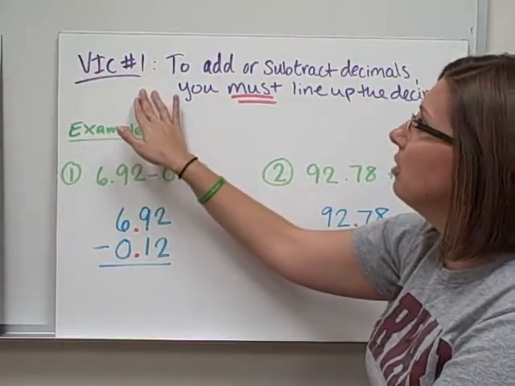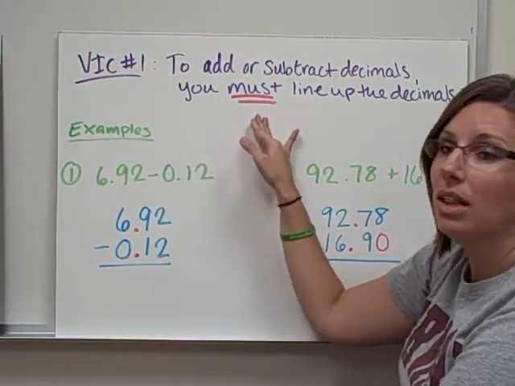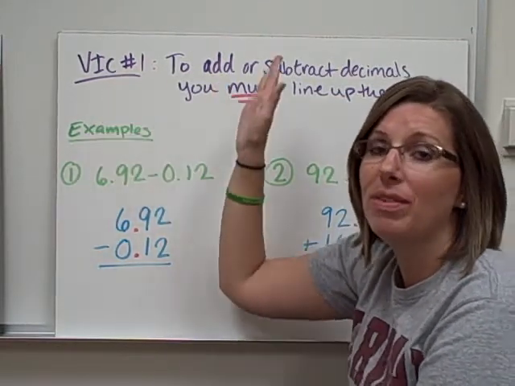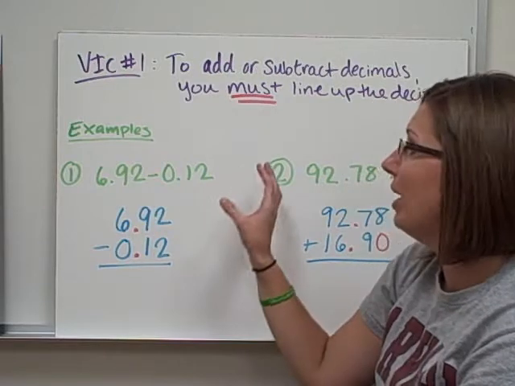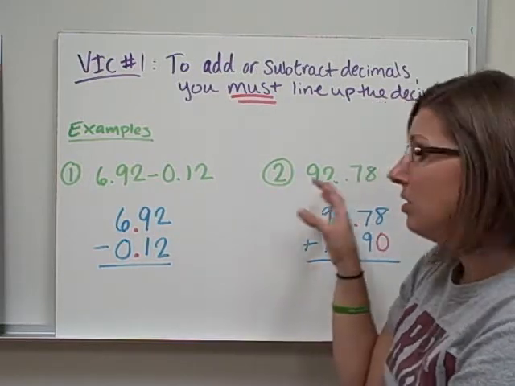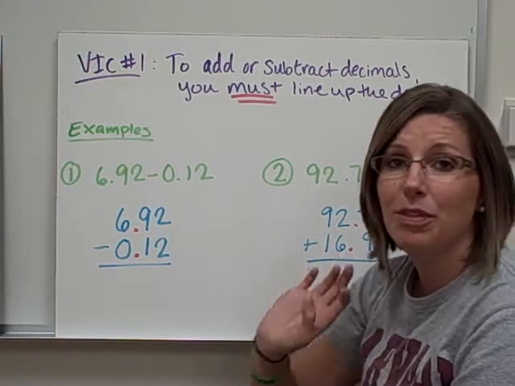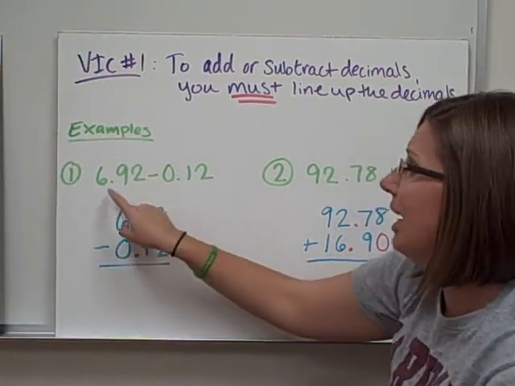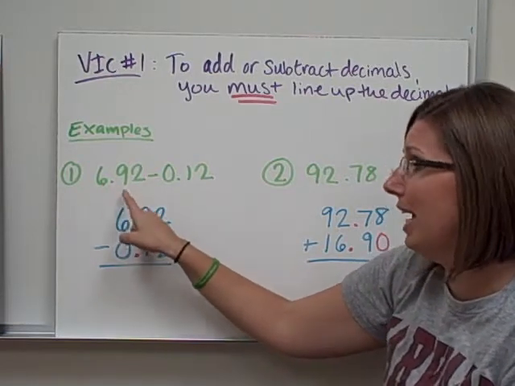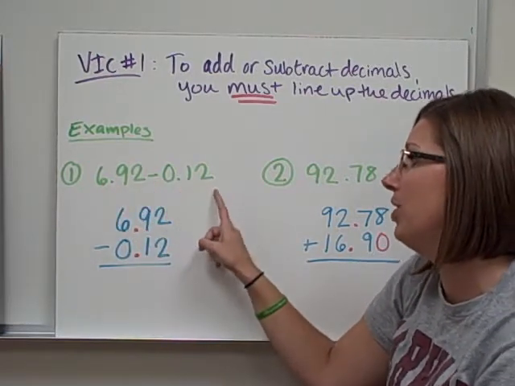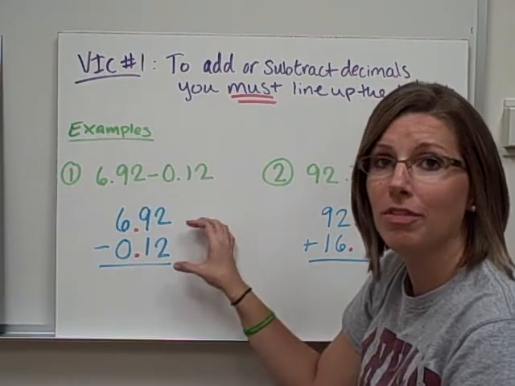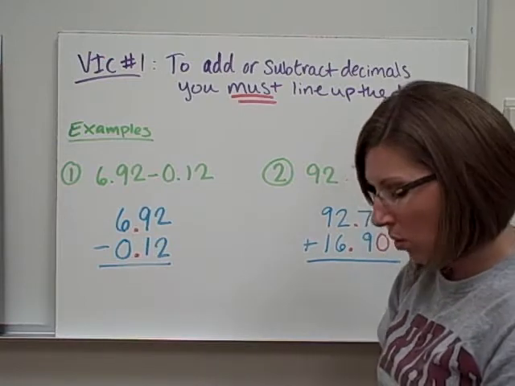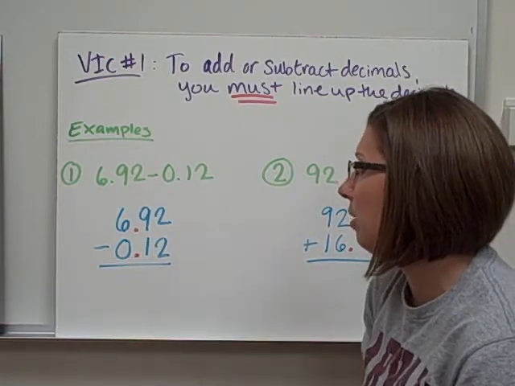When we add or subtract decimals, we must line up the decimals. So this is our Vic number 1. We've got to line up our decimals when we add or subtract decimals. So this is slightly different than the whole numbers. So here's my first example. I had 6.92 take away 0.12. So I rewrote the problem vertically so that my decimal points were lined up. Once I've done that, I can go ahead and finish my problem.